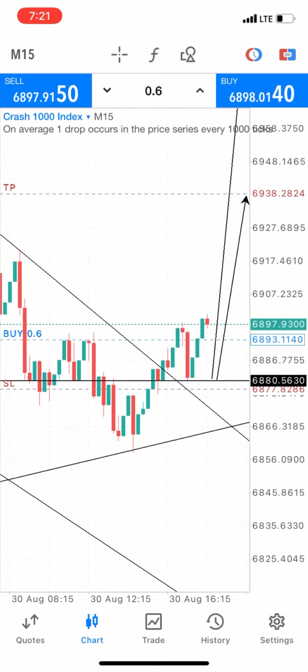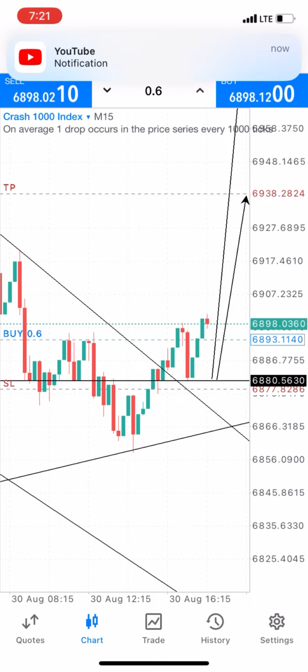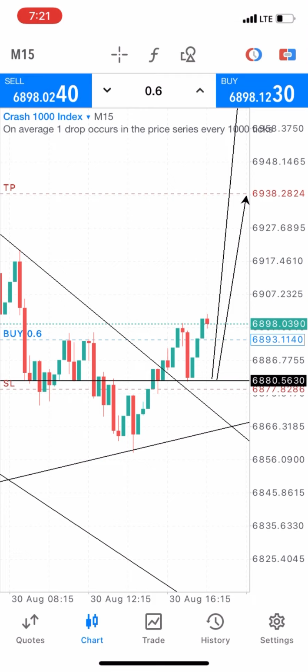That's where we have our TP. But there's a strong reversal structure just before the TP. So I don't even want to wait for the TP. We just want to catch a couple of candlesticks and leave the market.